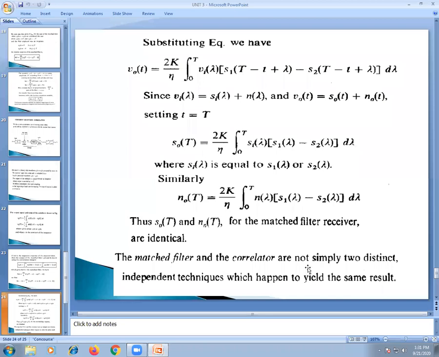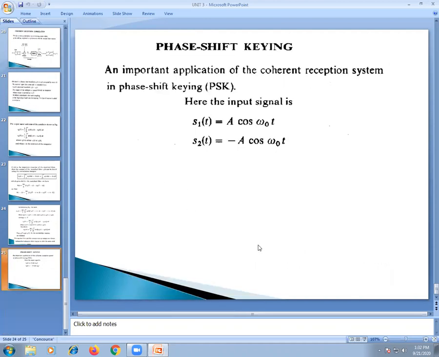Now the matched filter and the correlator are not similar, they are distinct techniques. These two are independent techniques which happen to yield the same results, where the matched filter and correlator are the two independent techniques to the same output. What is the same output? S naught of T and n naught of T, 2k by eta, integral from 0 to T, where noise and signal differ. Okay, so this is an equation.